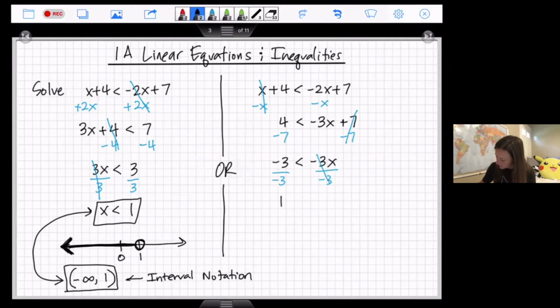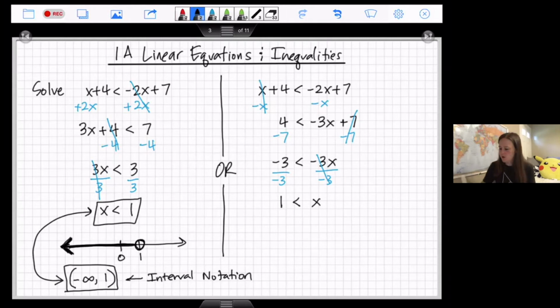And on the left, I get a positive 1. And on the right, I get my x. All right, so we still got the same number 1, but we actually got a different answer. If you look at the answer boxed in on the left-hand column, I have x less than 1. X is on the small side of 1. On the right, I've got x on the big side of 1. X is bigger than 1. So which answer is correct? It turns out that our first answer was correct.